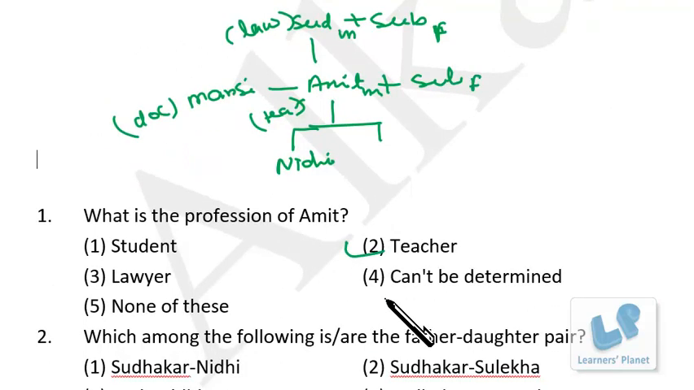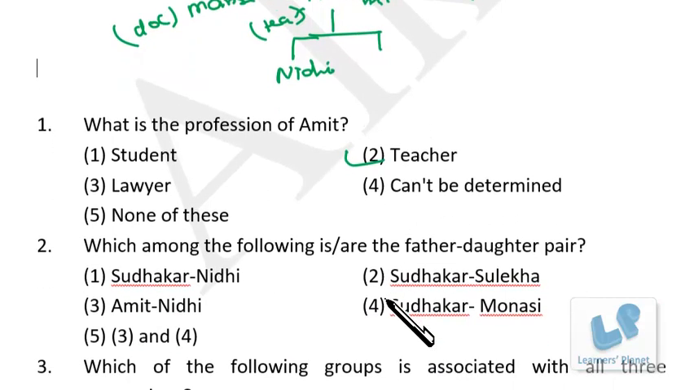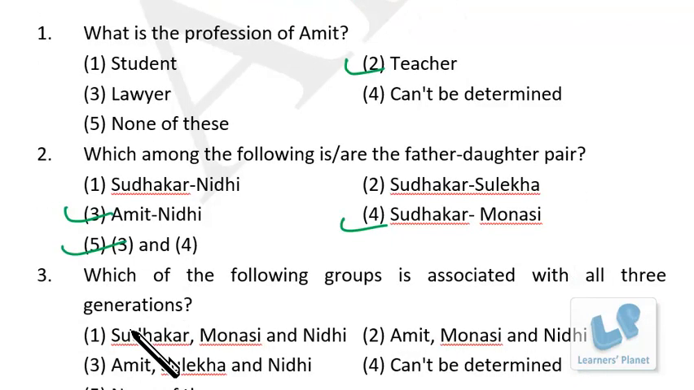Which among the following is our father-daughter pair? That is Sudhakar and Mansi, whatever. Then Amit and Nidhi. Okay, so 3 and 4 both precisely. Which of the following group is associated with all 3 generations?